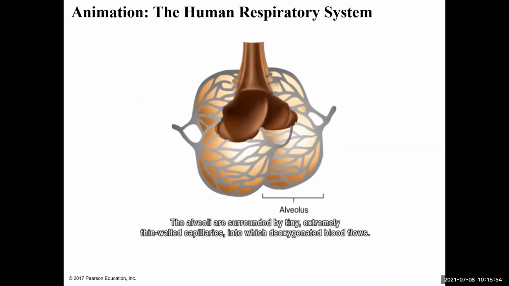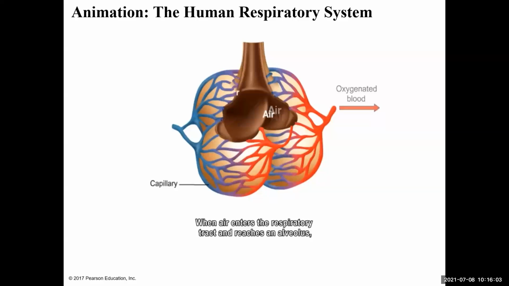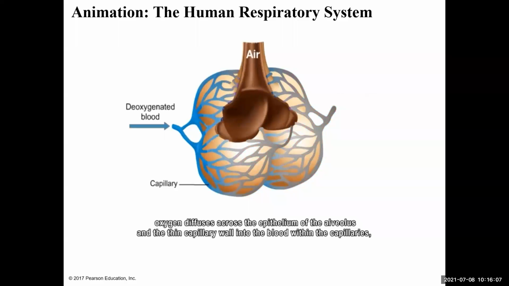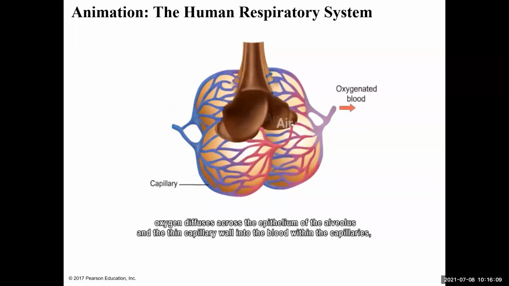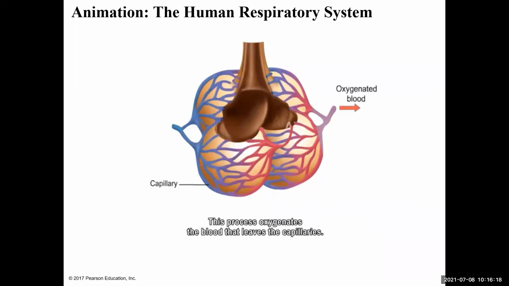The alveoli are surrounded by tiny, extremely thin-walled capillaries into which deoxygenated blood flows. When air enters the respiratory tract and reaches an alveolus, oxygen diffuses across the epithelium of the alveolus and the thin capillary wall into the blood within the capillaries, where it binds to hemoglobin. This process oxygenates the blood that leaves the capillaries.